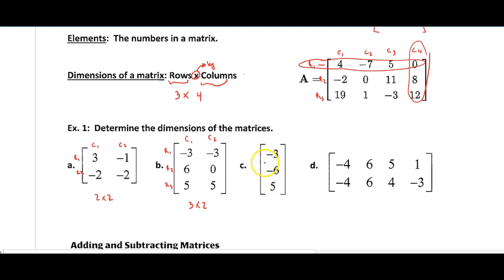Letter C. Right away when I look, here's row 1, row 2, row 3, and that's column 1. So that's a 3 by 1 matrix. And then over here we have row 1, row 2, and then you have column 1, 2, 3, 4. So this is a 2 by 4 matrix.